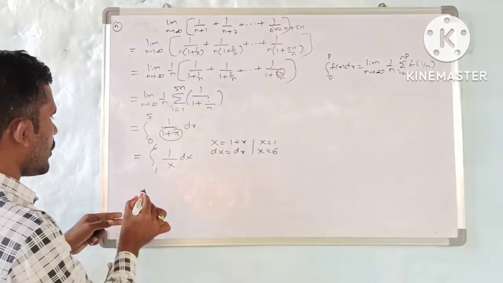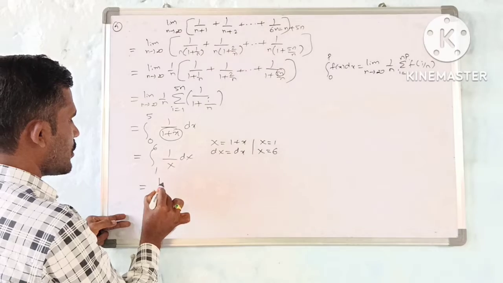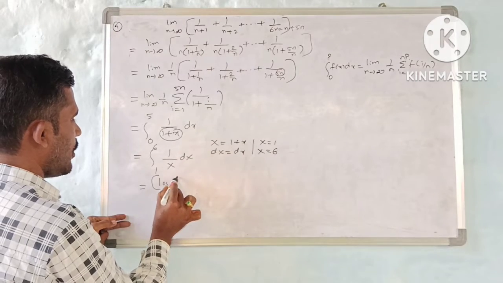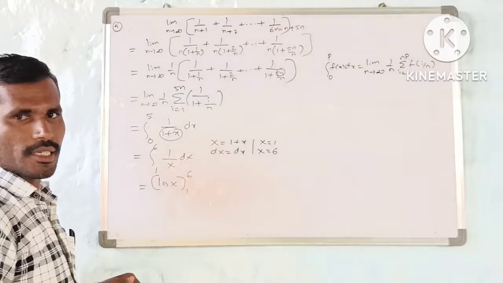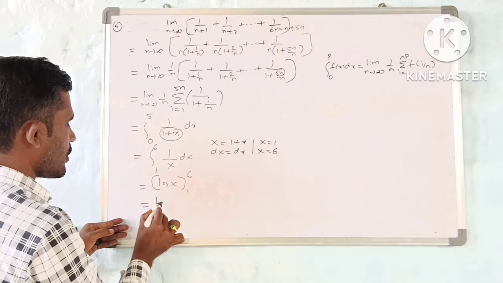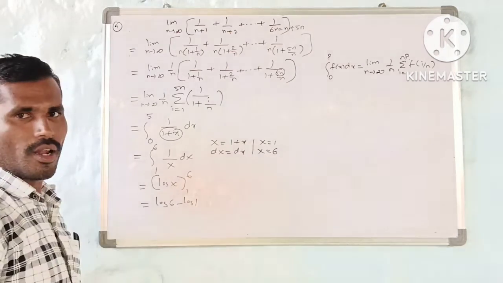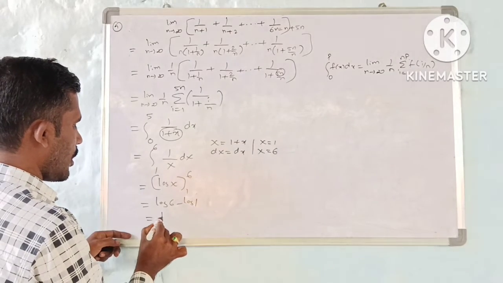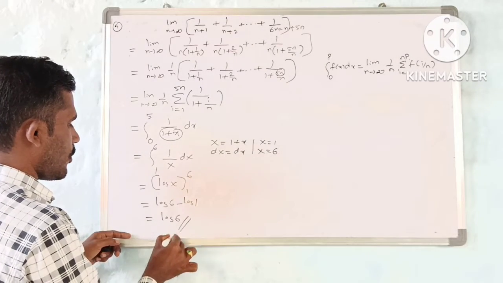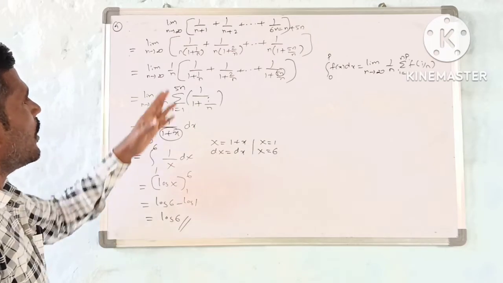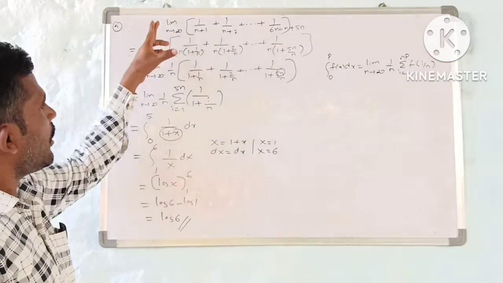Then what will we get? The integration of 1 by X is log X, with limits 1 to 6. So with the upper limit it is log 6 minus log 1. Log 1 is 0. Therefore log 6 is the answer for the given limit of a sum.